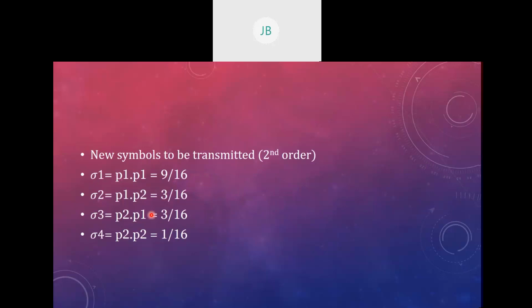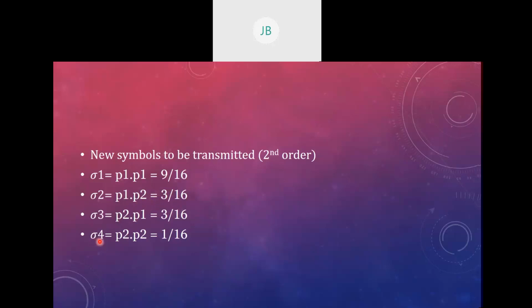This is called a second order system, because instead of sending one symbol, we are sending two symbols. So when we send the two symbols, the probability of the first combination, the first symbol and first symbol, is probability of 1 and probability of 1. That is nothing but 3 by 4 multiply 3 by 4, that is 9 by 16. The second combination is probability of 1, probability of 2, that is 3 by 4 multiply 1 by 4, that is 3 by 16. Similarly, 2 and 1, this is same as here.